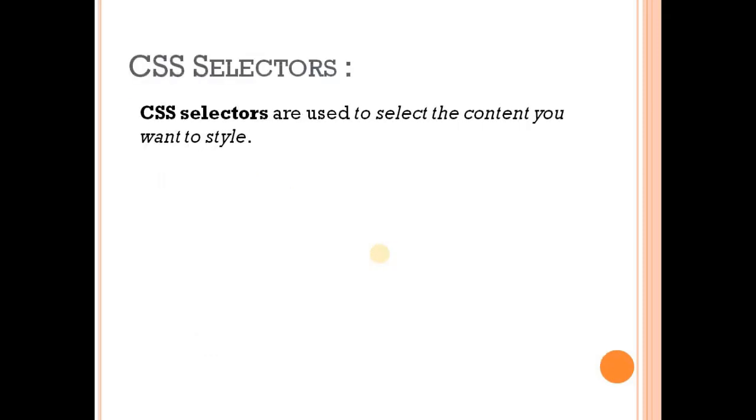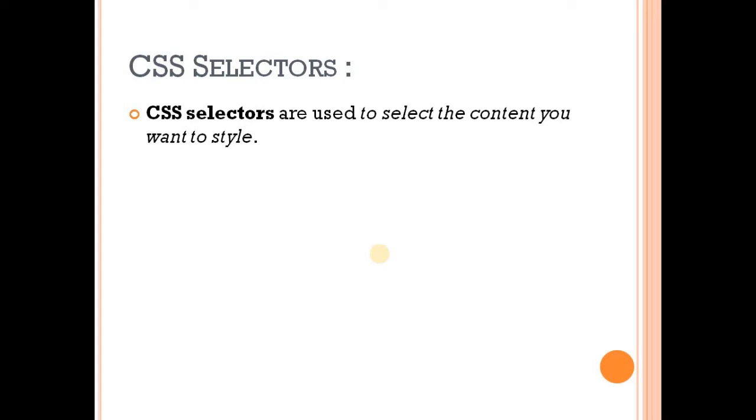CSS selectors are used to select the content that you want to style. Let's say we are copying and pasting using Ctrl C and Ctrl V. We first have to select some text that we want to copy. In the same way, we have to select some tags or elements that we want to style. So those are the CSS selectors.